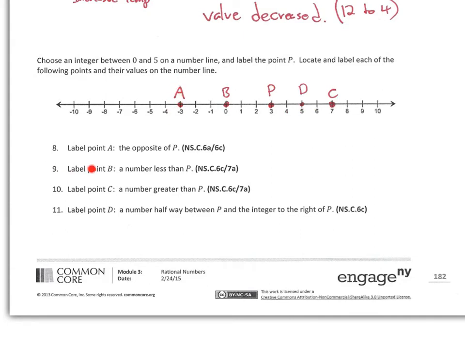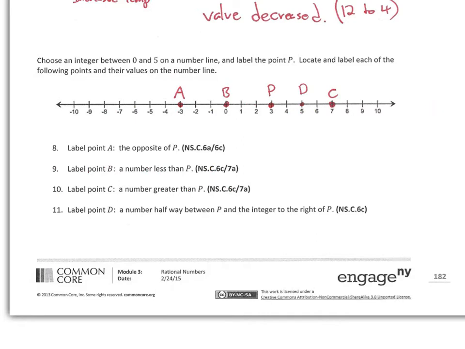And then number 9 says label point B a number less than P. So I'm looking at P, and anything down here could be point B. I just picked 0 because it was a couple down. Then label point C a number greater than P. So any of these would be greater than P.